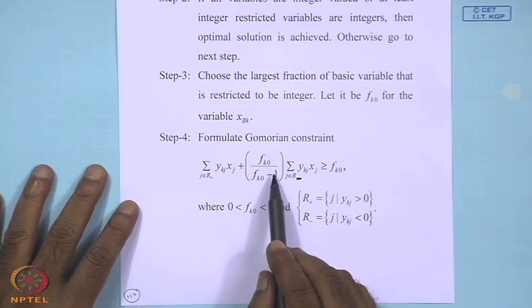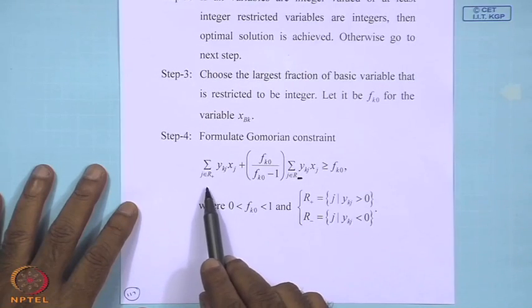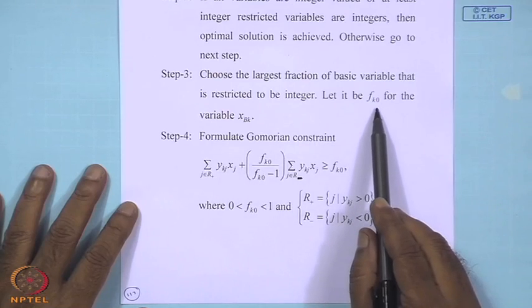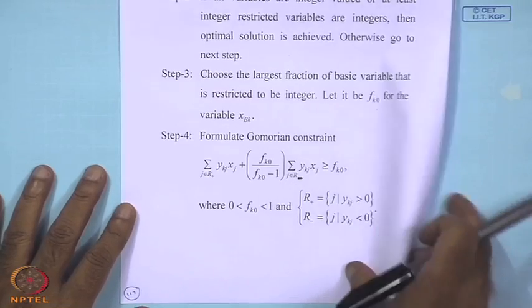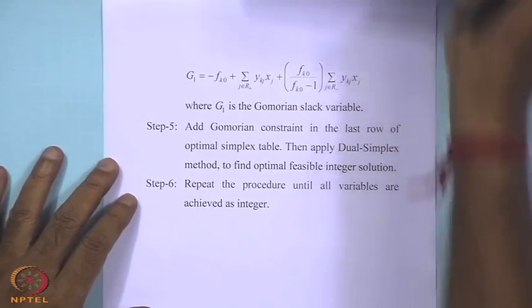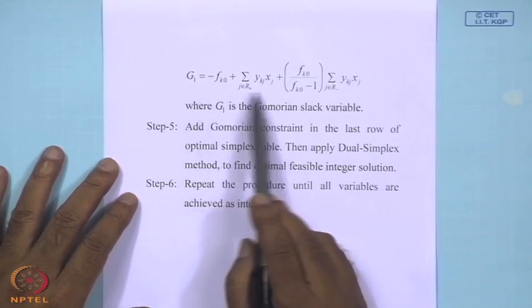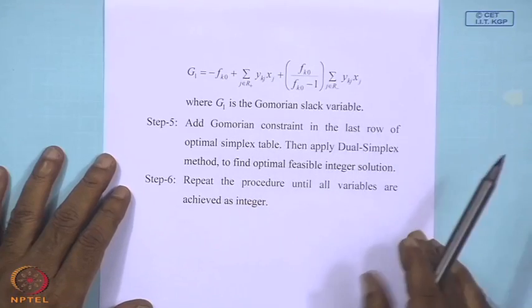Now, we are not deriving it, you can go through the books and you will find that this constraint we have added over here. So, whenever you find a variable x b k whose corresponding b value is f k 0, you formulate the Gomorian constraint by this formula. And once I have done this, now using the Gomorian slack variable, this is greater than or equal to 0, and I can write it as an equality constraint g 1 equals this, where g 1 is the Gomorian slack variable.